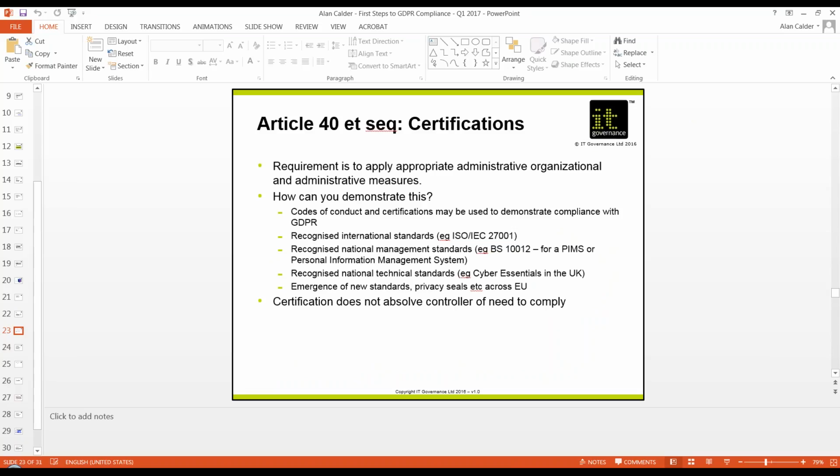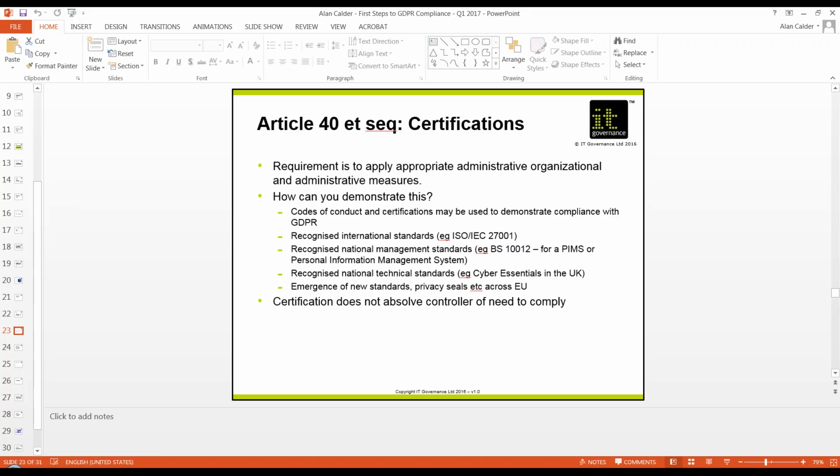GDPR explicitly says in order to demonstrate that you've taken steps to meet your obligations, you can comply with international standards or regulations, which set out rules for how those should be drawn up and what types of certifications are acceptable. They have to be independently created with independent certification bodies who don't offer you consultancy.